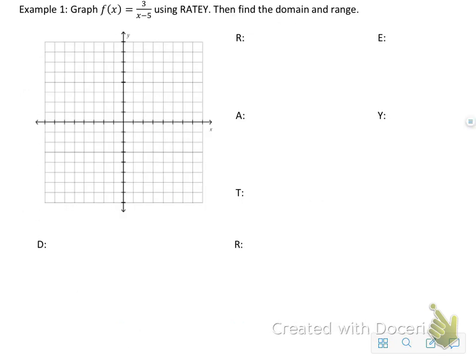So on the example below on your paper, it says graph f of x using RADI. Now R is for roots. So we factor the numerator and the denominator. Well, it doesn't need to be factored. So instead, we're just going to set the numerator equal to 0. Well, our numerator is 3. So we set 3 equal to 0. Well, this is a weird case because 3 is not equal to 0, so the answer is none. There's nothing to graph on the x-axis. Let's go back.